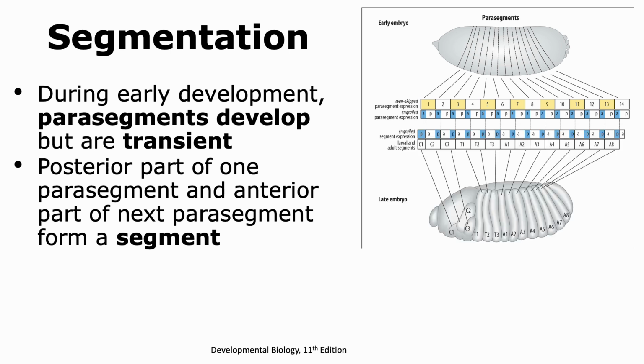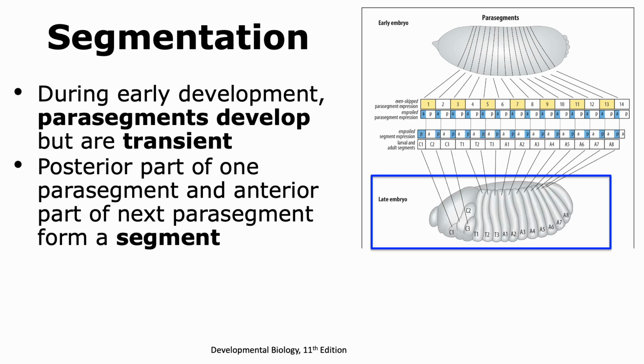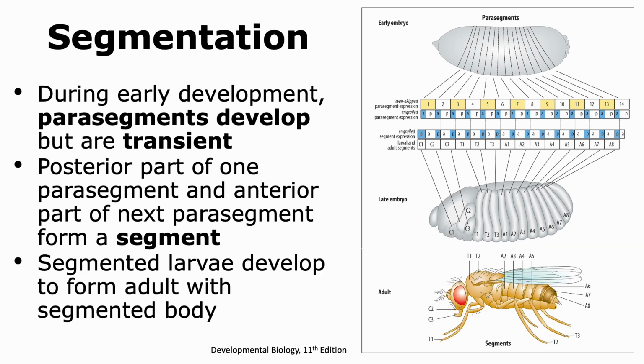And that is what is shown in the blue box in the figure, where we observe segments being generated from the parasegments. The segmented embryo undergoes further development to give rise to an adult that also has a segmented body.